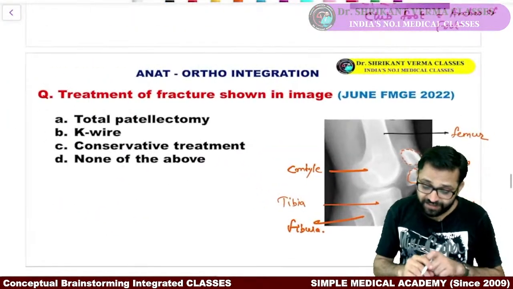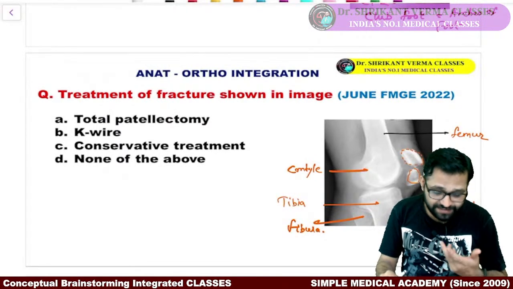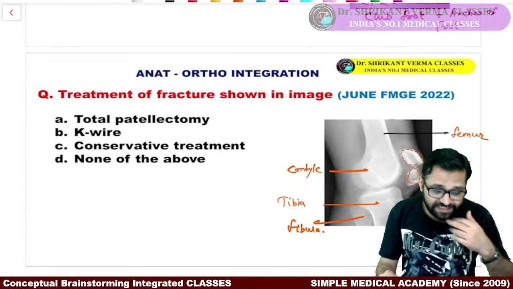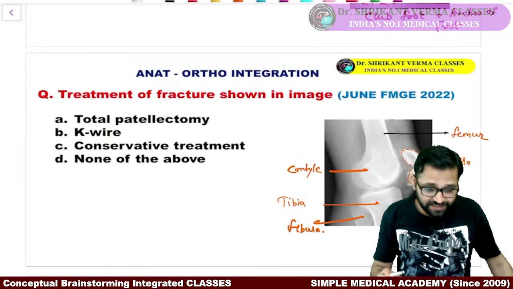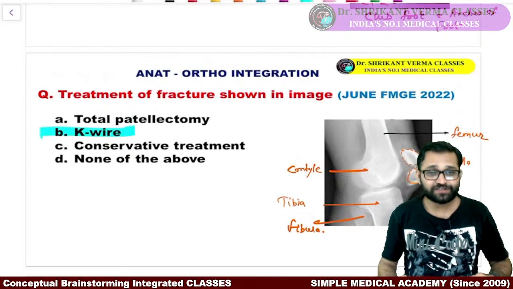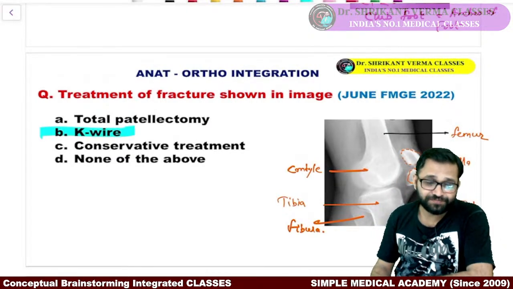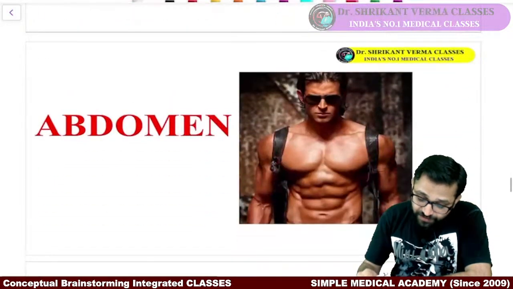And patella is, yes, can you tell me the answer for this, not orthopedic? Yes, dancing medicos, very right, beta. The answer is the K wire, correct. Go for your orthopedics discussion. Fine. Now see here further.